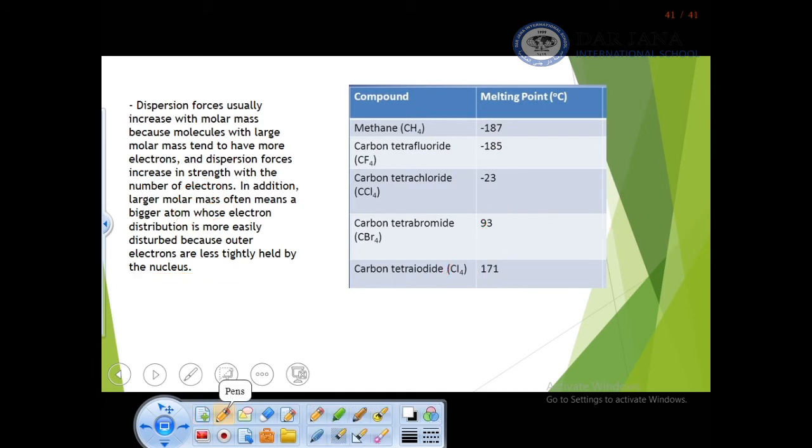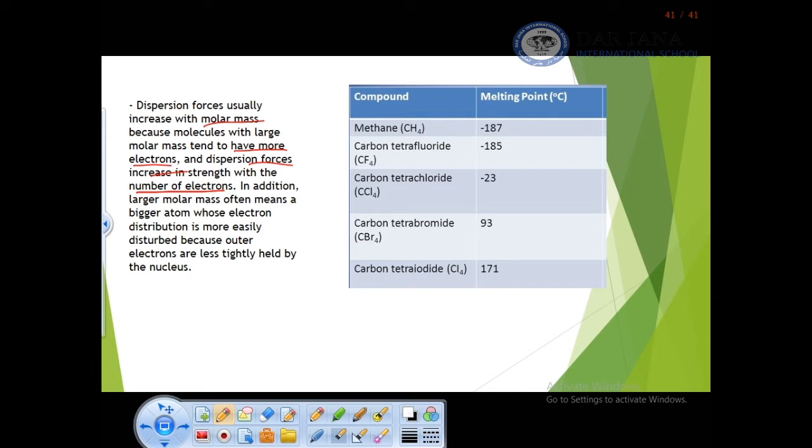Dispersion forces usually increase with molar mass, as we said before, because molecules with large molar mass tend to have more electrons, and dispersion forces increase in strength with the number of electrons. In addition, a larger molar mass often means a bigger atom, with an electron distribution more easily distorted because outer electrons are less tightly held by the nucleus.